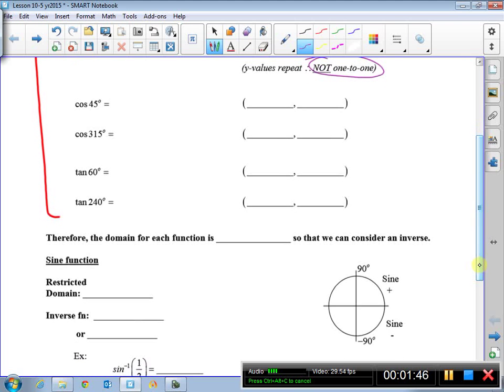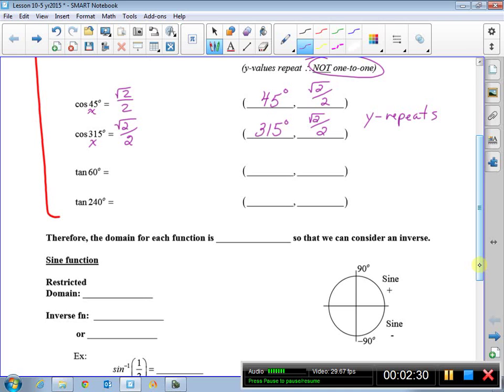Let's take a look at cosine. The cosine of 45 degrees is radical 2 over 2. If I put in 315 into the cosine function, I'm in quadrant 4. The reference angle is still 45, so I still get radical 2 over 2. So cosine is not 1-to-1. Notice the y repeats.